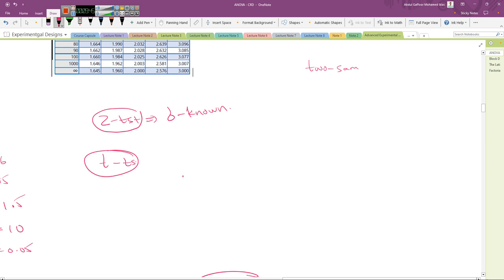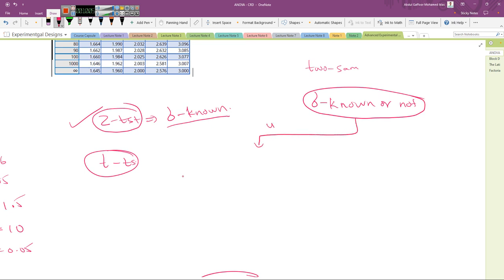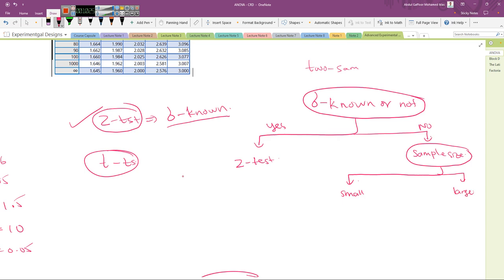So here, if you know the standard deviation of the population, we will always go for z-test. The first question we have to ask is whether sigma is known or not. If the answer is yes, you will always go for z-test. If the answer is no, now we have to consider the sample size, which may be small or large. Typically we take n equal to 30 as the rule of thumb. If n is less than 30, we consider it a small sample, and if it is greater than 30, we consider it a large sample.